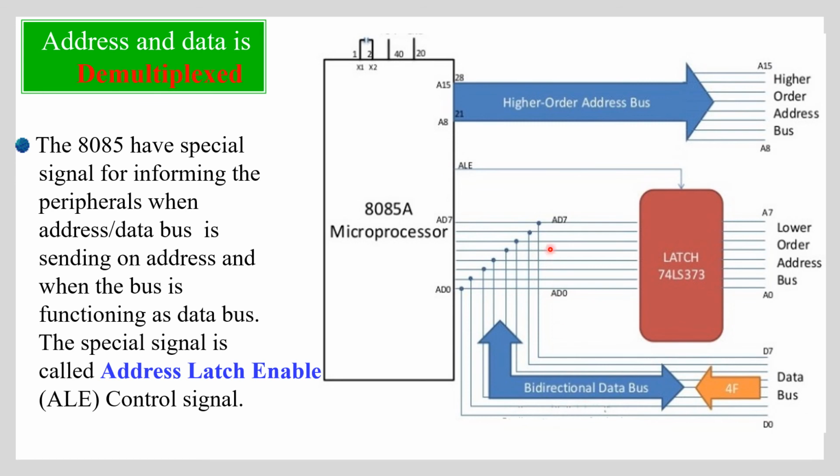Is it clear? So that is nothing but demultiplexing. Here it is multiplexed, and by using a latch we demultiplex the address and data bus.